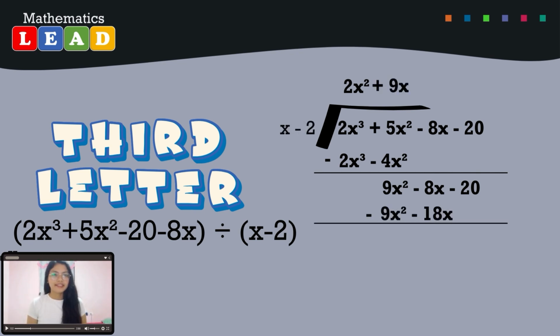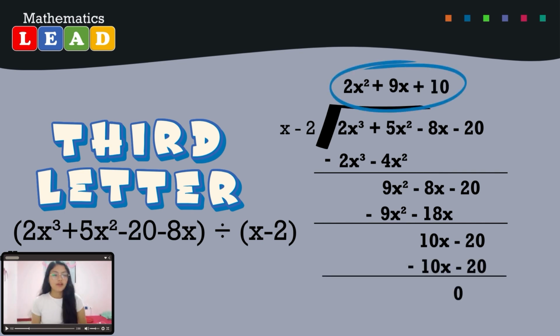Now we will be dividing 9x squared by x, which will result to 9x. And we will multiply x minus 2 by 9x, and we will have 9x squared minus 18x. We will now be subtracting 9x squared minus 18x from 9x squared minus 8x minus 20, and it will result to 10x minus 20. And now we will be dividing 10x by x, which will result to 10. Multiply x minus 2 by 10, we will be having 10x minus 20.